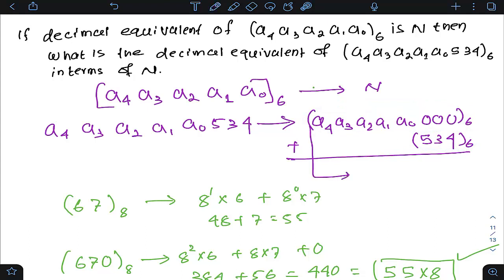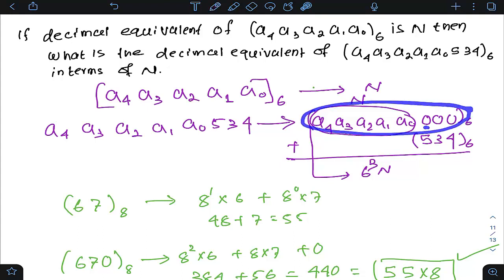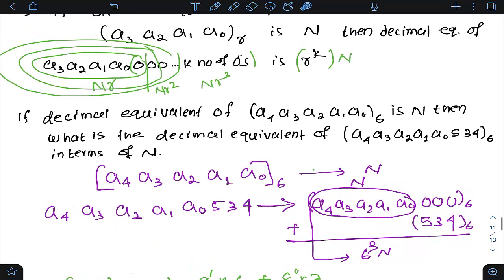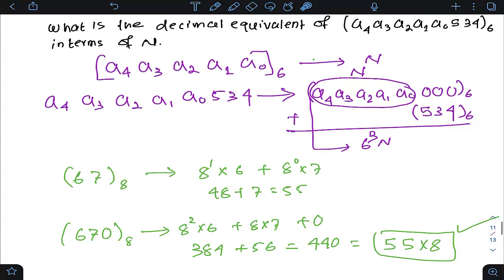So what is the decimal equivalent of this one? You see that here I have given 3 number of 0 additionally. So this value is n, right? So it will be 6 power 3 into n, I mean this entire thing, because three zeros I have given. Using this formula, r to the power k into n, if I am giving 3 0, r is 6, so 6 power 3 into n. So this should be added with the decimal equivalent of this number.